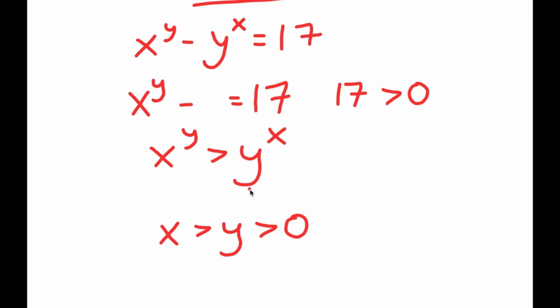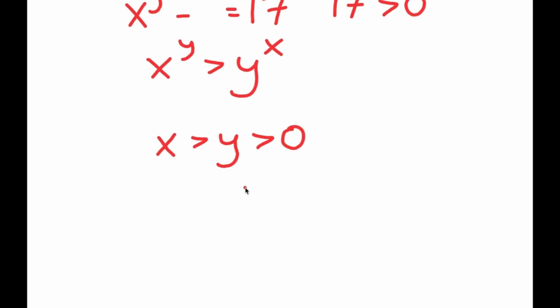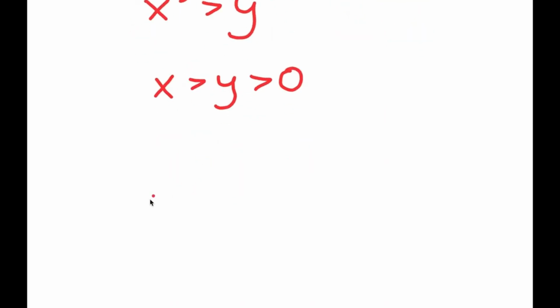So now that we know this, I'm going to rewrite my equation here. x to the power of y minus y to the power of x is equal to 17.